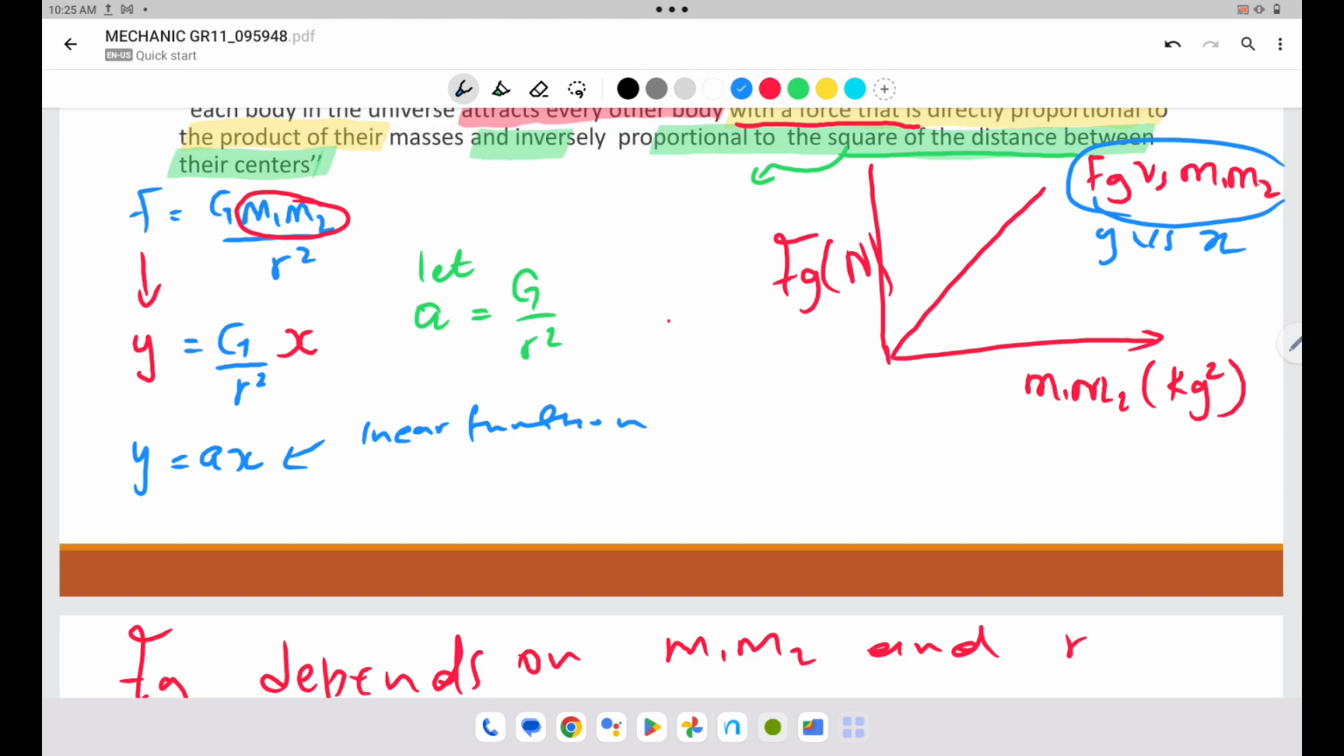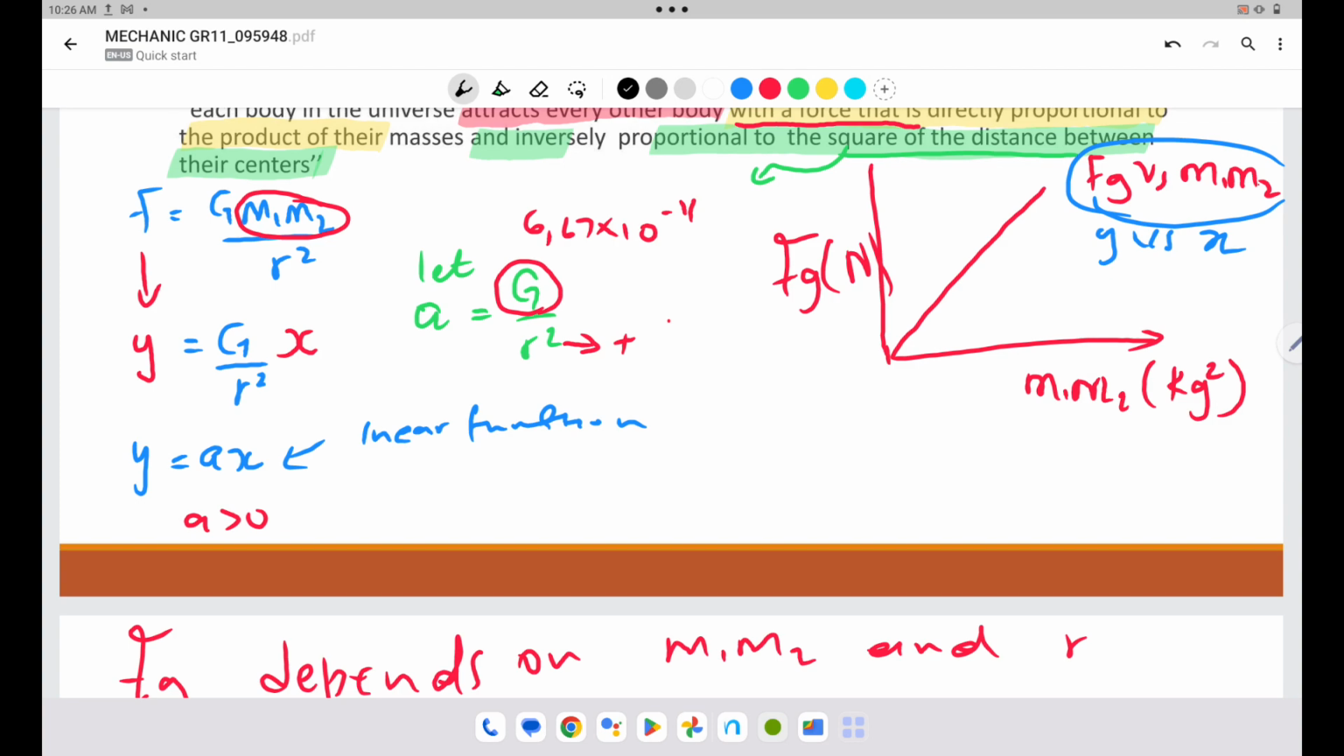I want us to talk about A a little bit. A is G over R squared. G is positive, and I just gave you the value. And in the denominator, we have R squared. Anything squared will always give you a positive answer. So it means that A is always positive. Hence, we are getting an increasing function. But the question now is, what does the gradient of the graph represent?